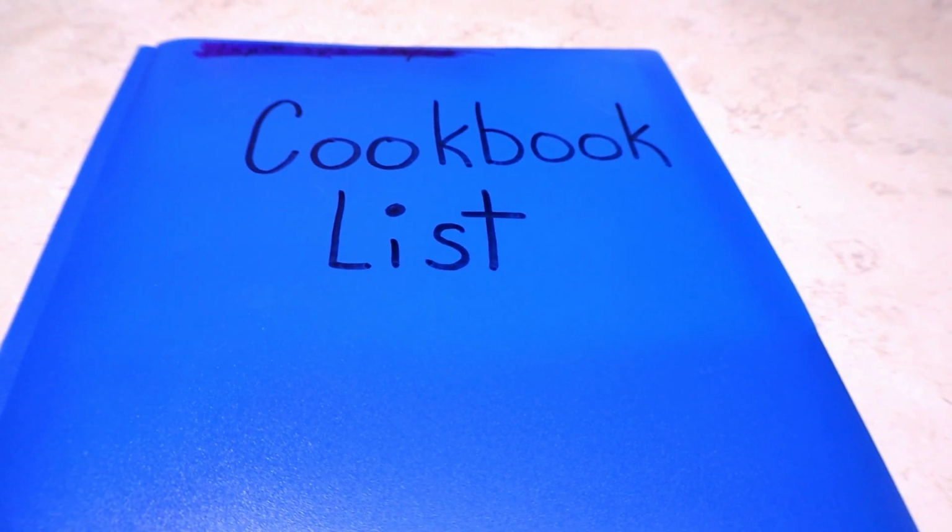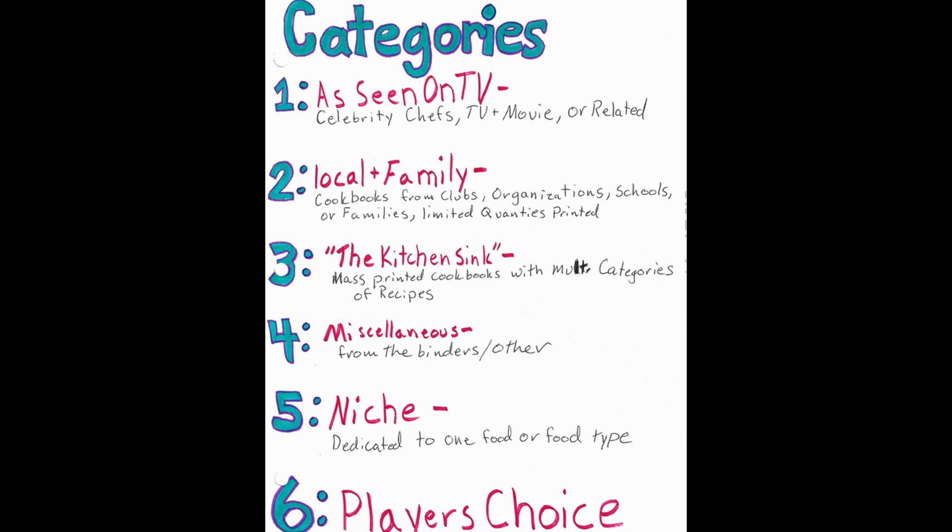Our first step is to take out my binder here full of my cookbook list. Then we will open it to the categories page. I'll break down each category a little bit more in the second half of this video. But for now, number 1 is as seen on TV. Number 2 is local and family. 3 is the kitchen sink. 4 miscellaneous. 5 niche. 6 player's choice.